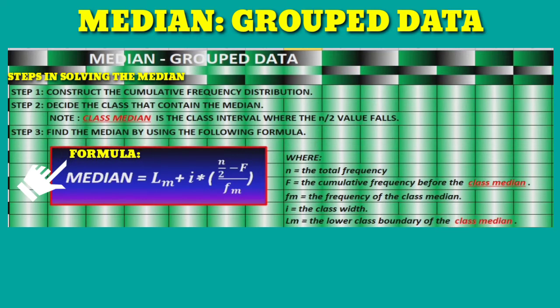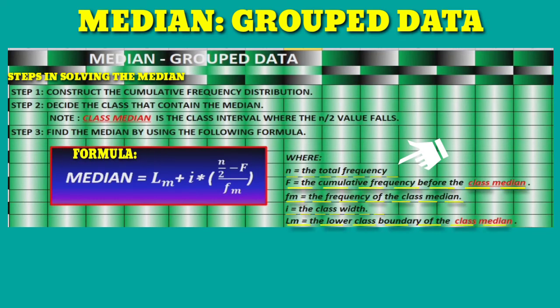The formula in finding the median is equivalent to Lm plus i times the quantity of n/2 minus F, divided by fm, where n is the total frequency, F, the capital letter F, is the cumulative frequency before the class median, fm is the frequency of the class median, i is the class width, and Lm is the lower class boundary of the class median. So take note of the steps in finding the median for group data.